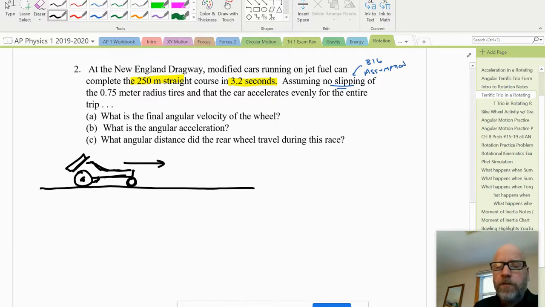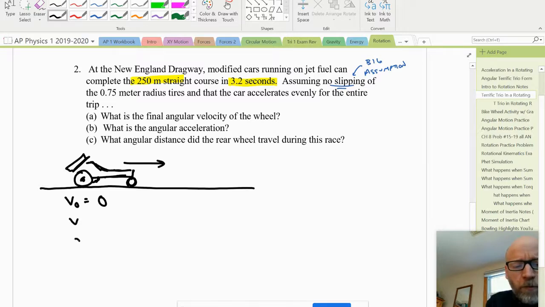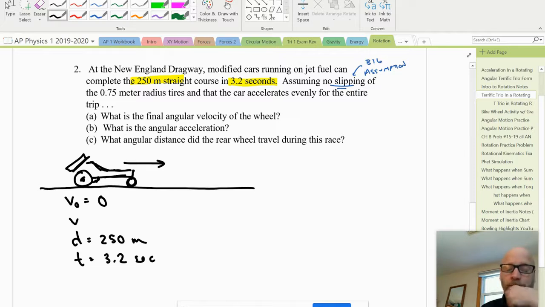All right. So we just watched that video. What was the initial velocity of that cart? 0. Yeah, that's right. Good. It completes the track, which has a linear distance of 250 meters in a time of 3.2 seconds. All right. Is there a formula that I can utilize to solve for either the acceleration or, I'm going to take a slightly different approach. You ready? Here we go.